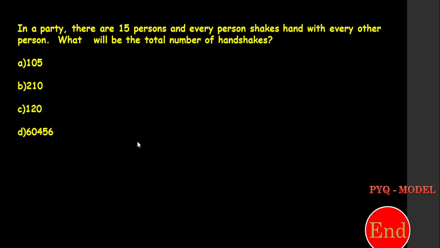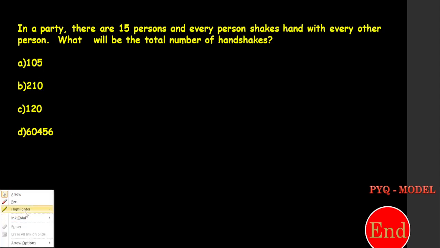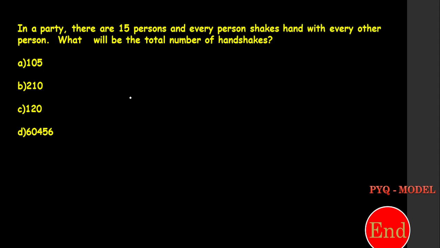Okay. In this question, in a party there are 15 persons and every person shakes hand with every other person. What will be the total number of handshakes? So this is the question. So here also they don't mention any word permutation or combination or probability, but we need to know how to solve this problem. Totally there are 15 persons, right? So there are 15 persons. How many handshakes happened when any 2 of the persons shake hands with each other?